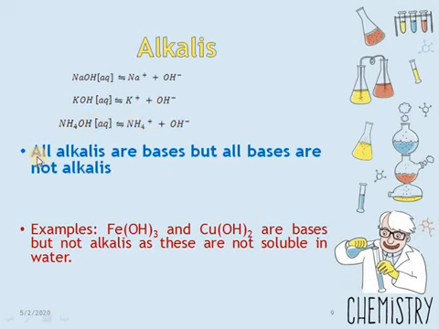Now another important statement is, all alkalis are bases but all bases are not alkalis. Why? Because you know that the bases which dissolve in water are called alkalis. So Fe(OH)3, that is ferric hydroxide, and Cu(OH)2, that is copper hydroxide or cupric hydroxide, are bases but not alkalis because these do not dissolve in water.